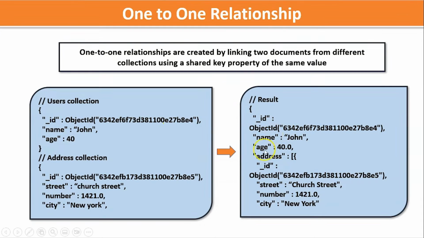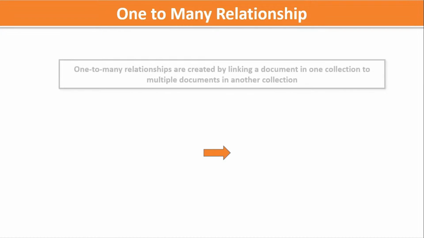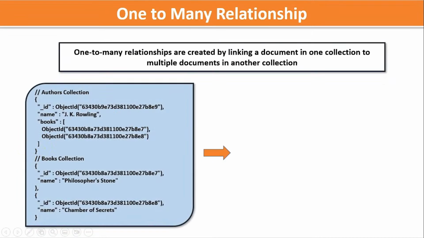If you look at the result, the resultant document combines the details of the user as well as his address. You can clearly see that we have the object ID and details first, next we have name John, age 40, and address. In address, we are documenting the address data in the same document itself. So this is a one-to-one relationship. Let us now move ahead and understand what a one-to-many relationship is.